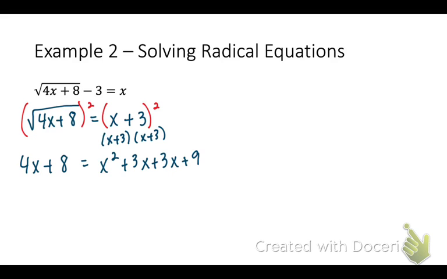A lot of times I see people make the mistake of just squaring x and squaring 3, and they get x squared plus 9, which is not correct. So make sure that you're doing the box method or FOIL. Combining my 3x's.